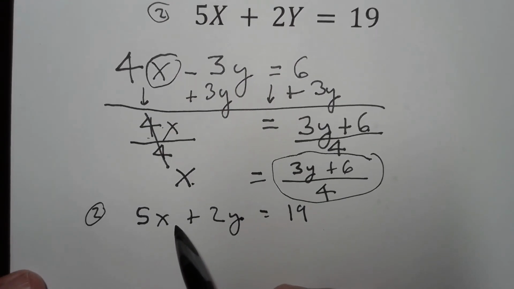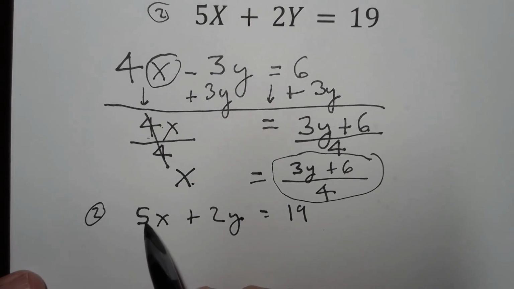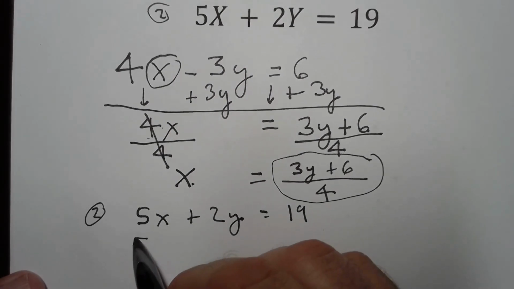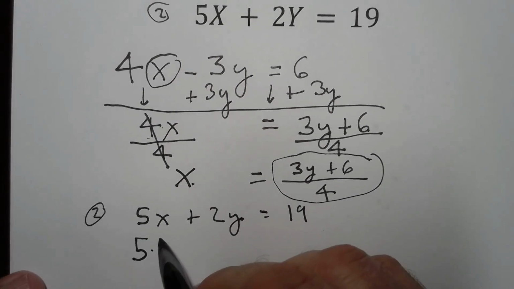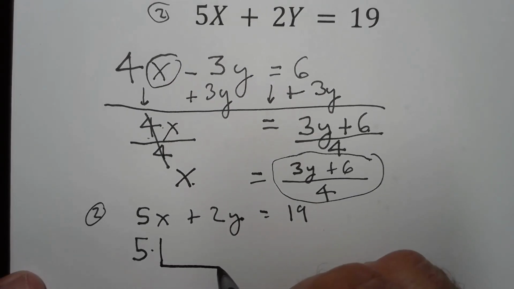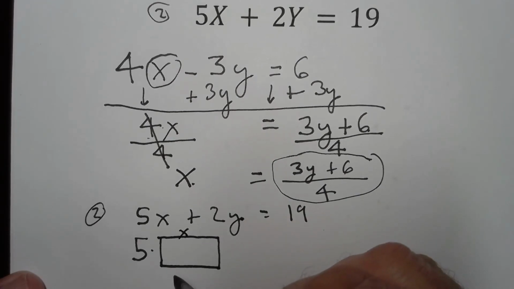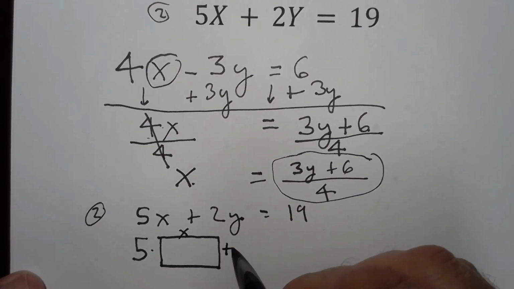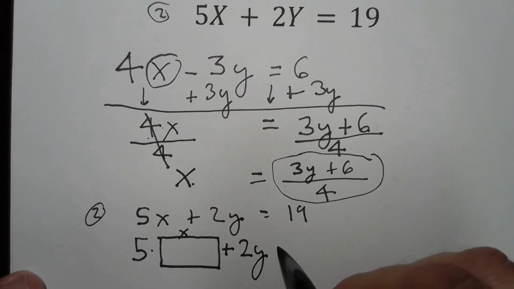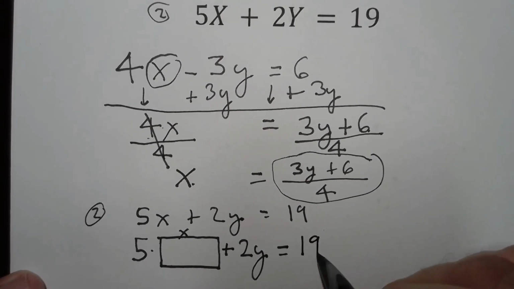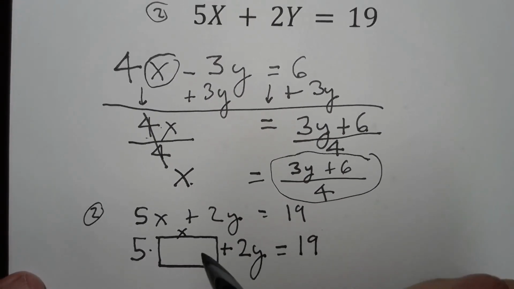Let me do that for you so you can see what I'm talking about. Again, the 5 is right next to the x, so that means it's multiplying. So I'm going to write 5. I'm going to multiply it by, and I'm going to pull the x out and just put an empty box here. I'm going to label it x, so I know what goes in there. I'm going to add 2y, just copy that down, equals 19. Everything else I just copied down. I just pulled out the x.